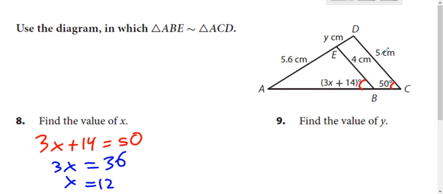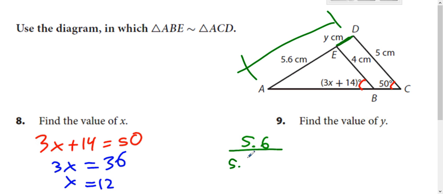Now when we're trying to solve for y, this gets a little bit tricky because if we take the smaller triangle first, the 5.6, that corresponds with this side AD. The y centimeters is only this little portion of it. So the entire length of AD, that entire length is 5.6 plus y. You have to add the two segments together.